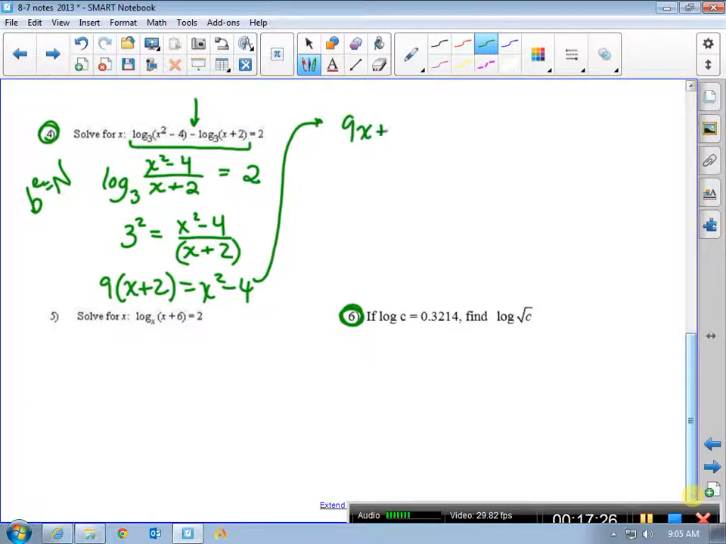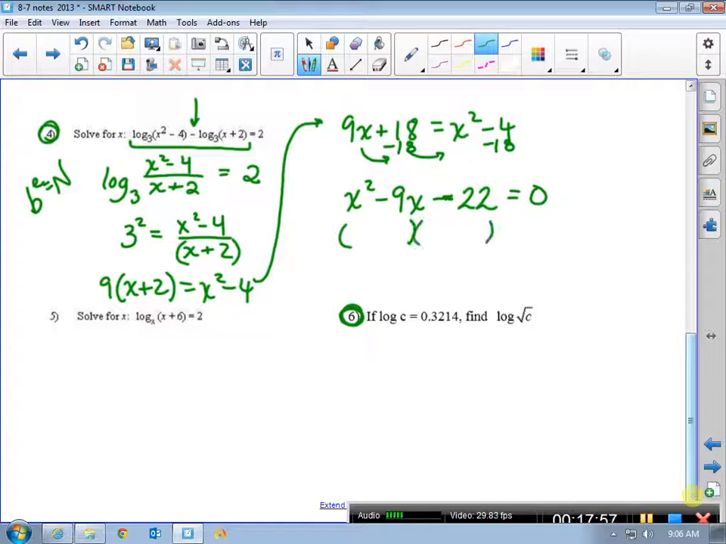Okay. 9x plus 18 equals x squared minus 4. We have a quadratic, we have a squared term, so we're going to bring everything over. I'm going that way this time. Subtract 9x, I have x squared minus 9x, and I'm going to also subtract 18, minus 22.